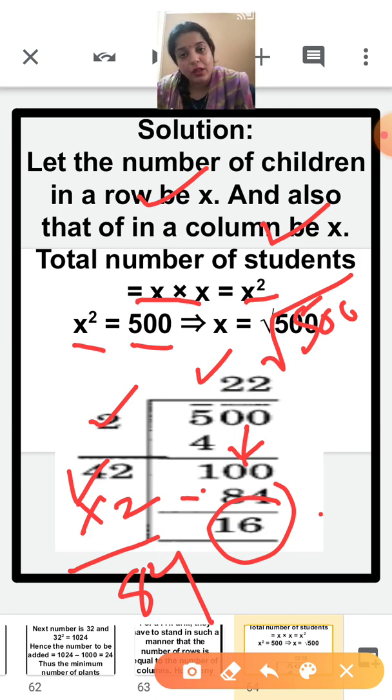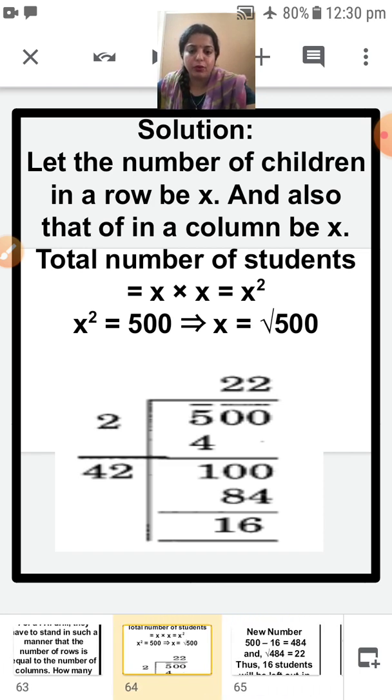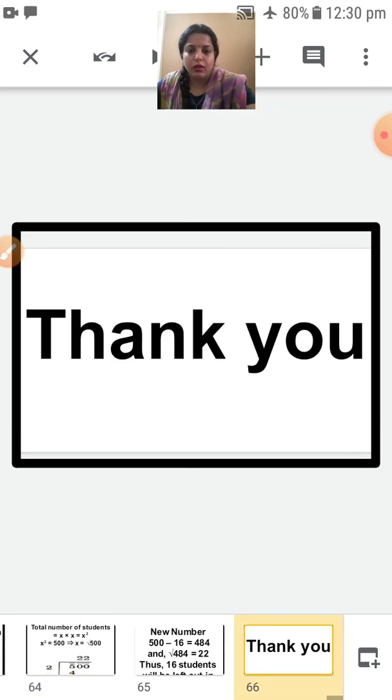Okay children, with this our chapter is finished. From the next video we will start a new chapter, chapter number 7, cube and cube root. Children, complete your work in the fair notebook. Side by side I am giving you the solution of each and every question. First solve in the rough notebook, after that do it in the fair notebook. Okay, thank you.